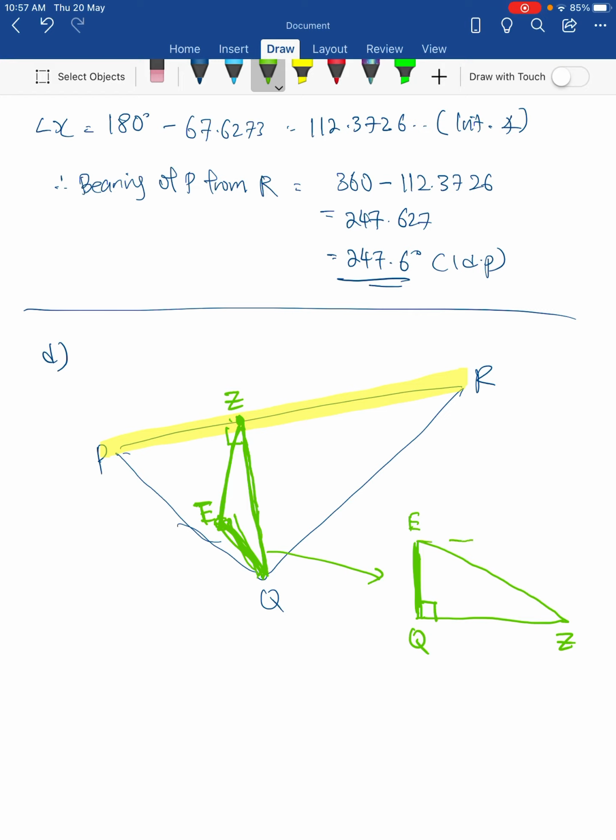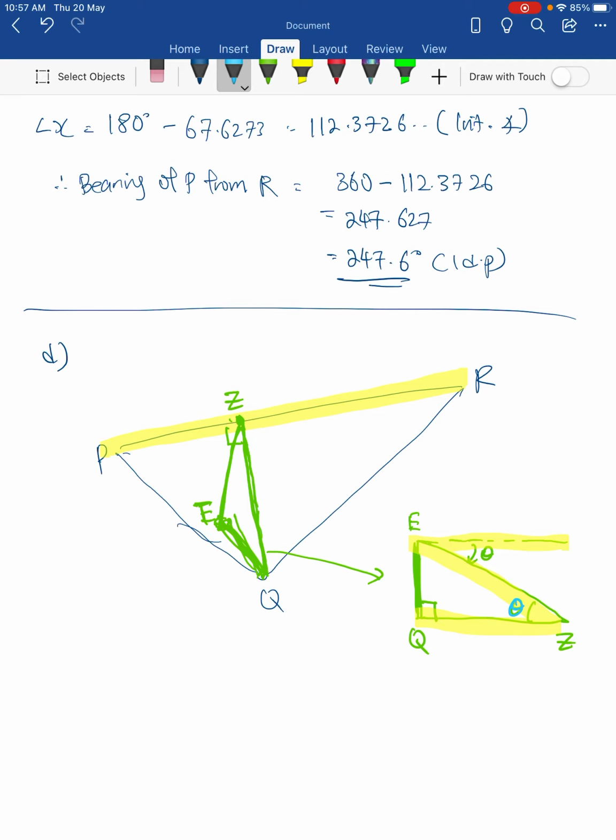Angle of depression is actually this angle. This angle is actually also equal to the angle over here because of alternate angles. Okay, alternate angles, so you can see that this is an alternate angle. So how do we actually find this angle here?